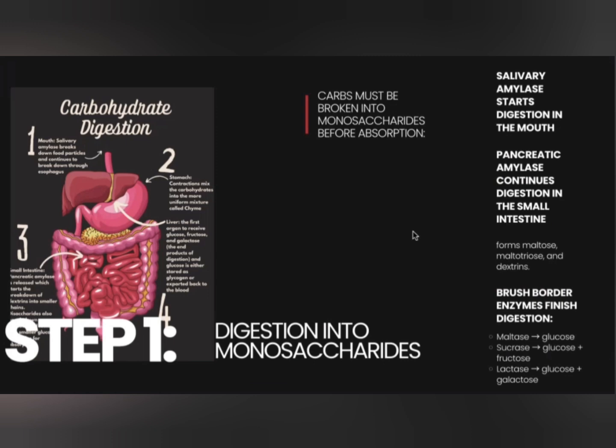Digestion starts in the mouth through salivary amylase, although its effect is short. The main digestion happens in the small intestine, where pancreatic amylase breaks down starch into smaller carbohydrates like maltose and dextrins. Then enzymes on the brush border membrane complete the digestion. For example, maltase converts maltose into glucose, sucrase breaks sucrose into glucose and fructose, and lactase breaks lactose into glucose and galactose.